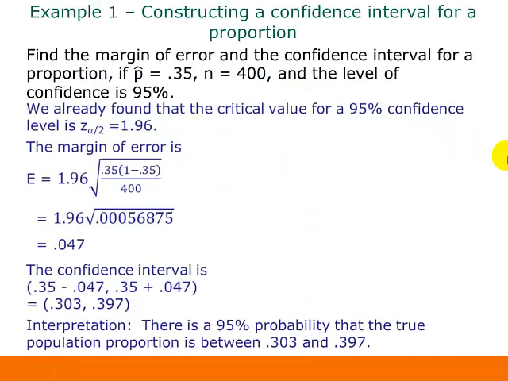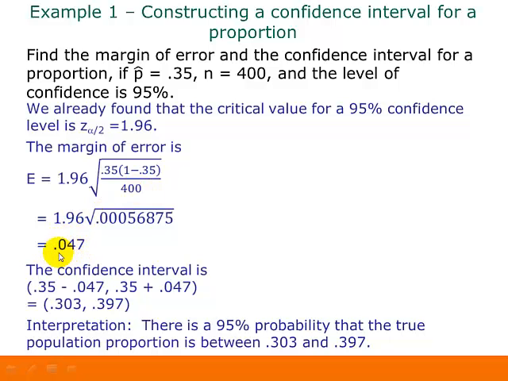Here's an example. Find the margin of error in the confidence interval for a proportion if p hat is 0.35, n equals 400, and the level of confidence is 95%. Now we already found that the critical value for a 95% confidence level is z alpha over 2 equals 1.96. When we're working with confidence intervals for proportions, these values won't change. But once you have found a critical value for a specific confidence level, you can use that from then on. So our margin of error is going to be E equals 1.96 times the square root of 0.35 times 1 minus 0.35 divided by 400. Here we're just putting in the p hat and the n into our formula.